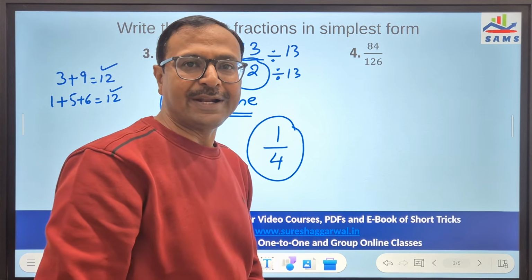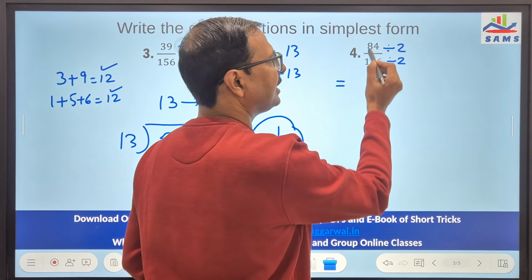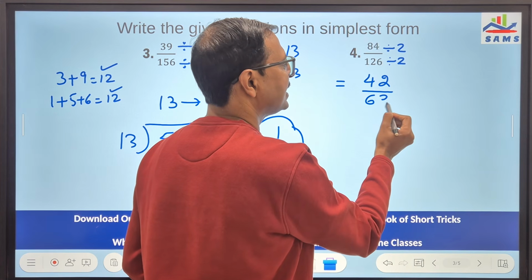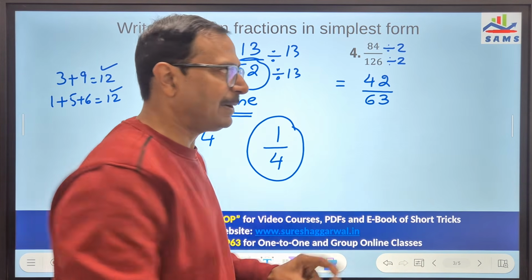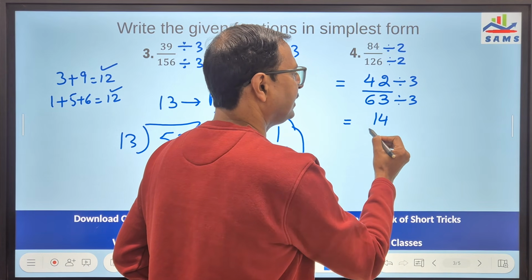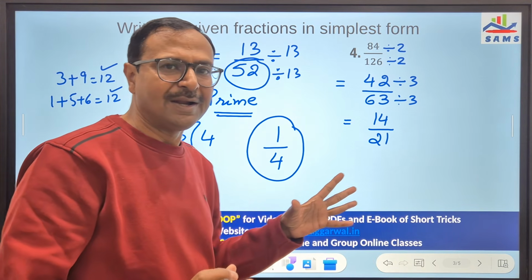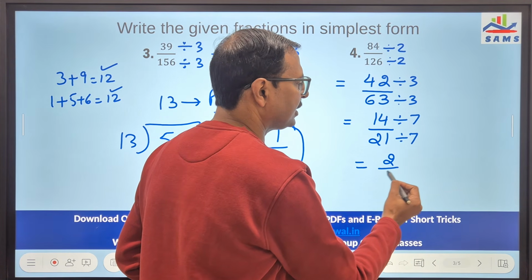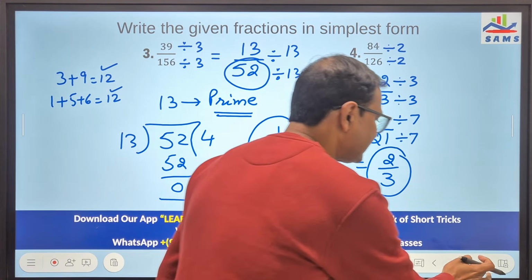So can we do really quickly now? Both even numbers, divide by 2, divide by 2. So this gives me 42 in the numerator and 63 in the denominator. Now 4 plus 2, 6, divisible by 3. 6 plus 3, 9, divisible by 3. So divide by 3, divide by 3. You get 14 and you get 21. And now 14 and 21, I hope that is pretty clear, divisible by 7. So divide by 7, divide by 7, you get 2 upon 3 as the final simplified form of 84 over 126. Likewise, I can go on and on.